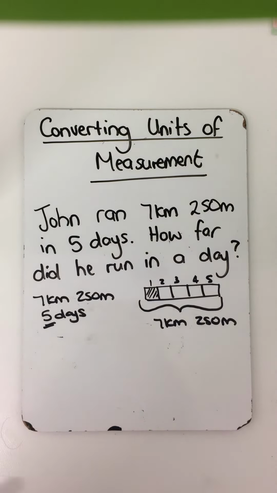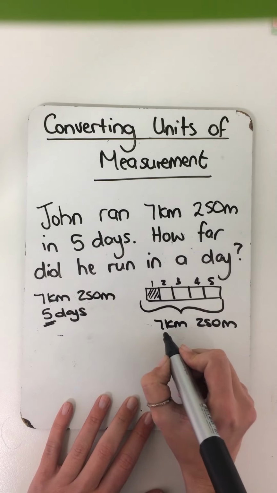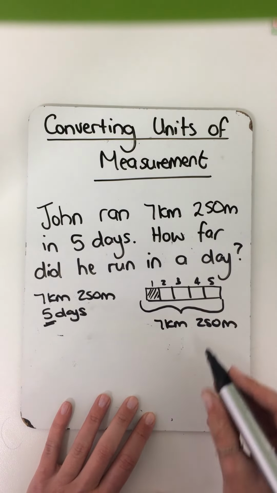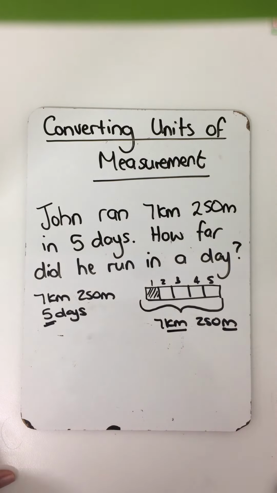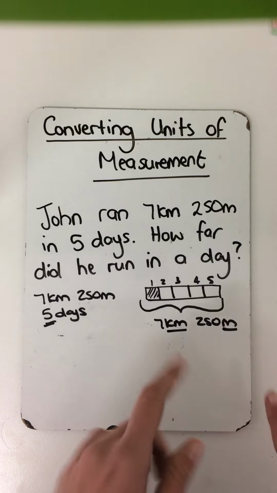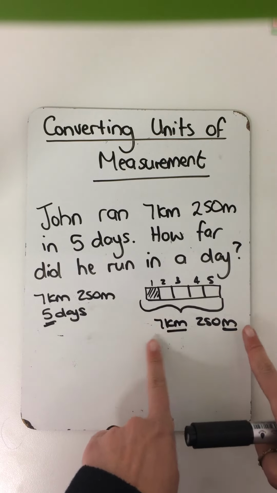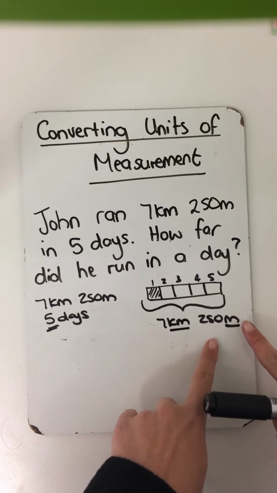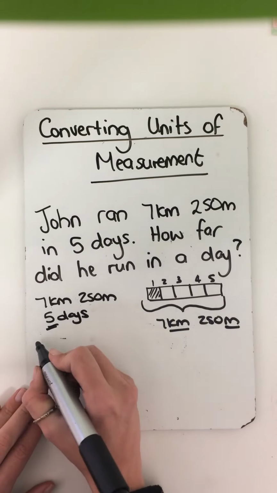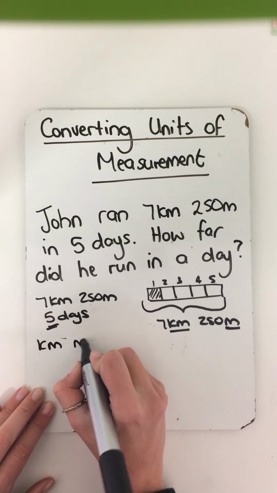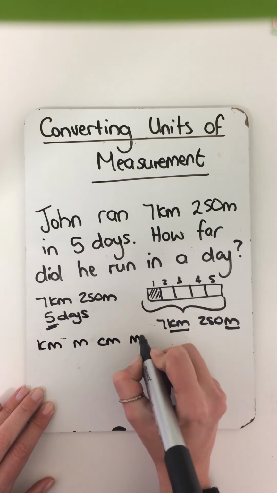Now, before I can divide, I look at my 7 kilometers, 250 meters, and very importantly, I notice that the units are different. The units are different. So before I can divide, I have to make sure that all the units are the same. When my units are different, I need to convert it to be the smallest unit, which is meters in this case. So I know kilometers, meters, centimeters, and millimeters.